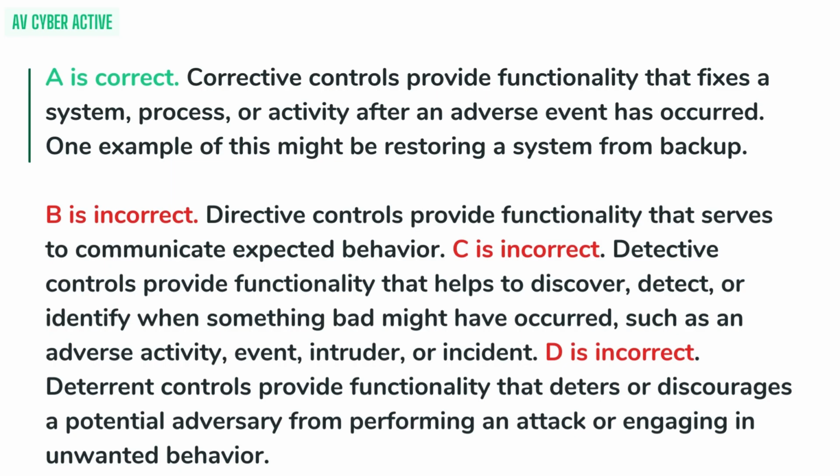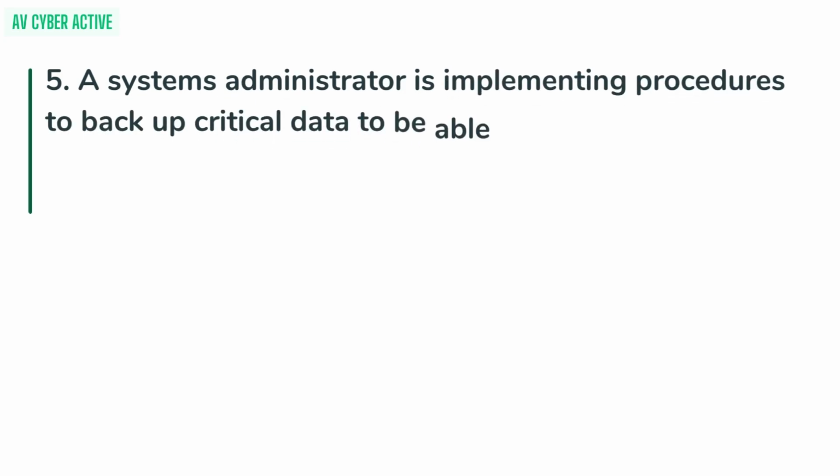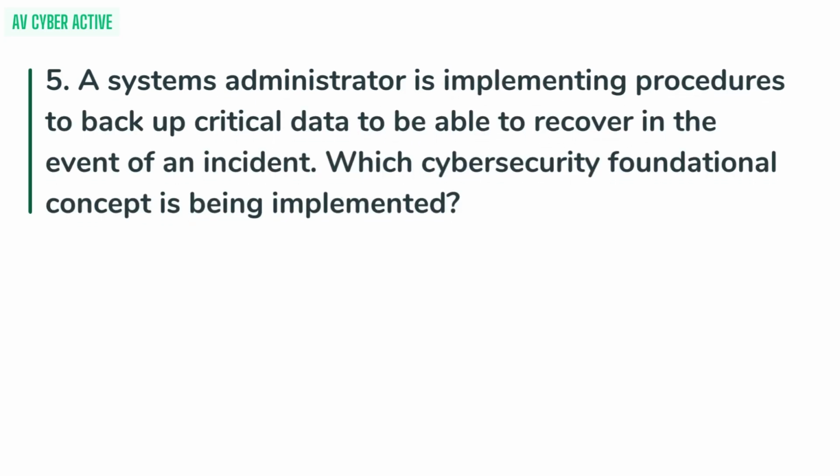B is incorrect. Directive controls provide functionality that serves to communicate expected behavior. C is incorrect. Detective controls provide functionality that helps to discover, detect, or identify when something bad might have occurred, such as an adverse activity, event, intruder, or incident. D is incorrect. Deterrent controls provide functionality that deters or discourages a potential adversary from performing an attack or engaging in unwanted behavior.